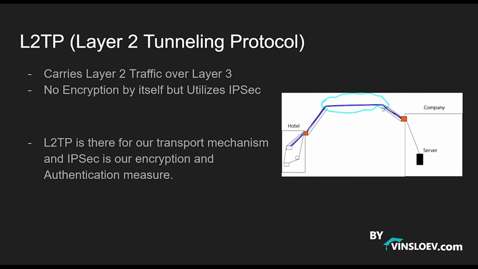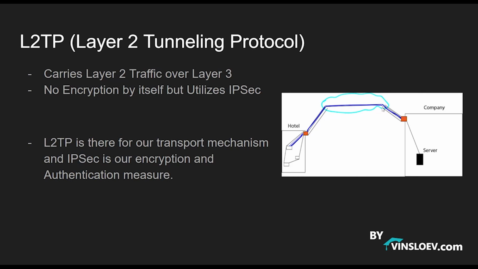So what we use for the VPN is L2TP, which is Layer 2 Tunneling Protocol, and that protocol enables us to carry layer 2 traffic over layer 3. So remember that layer 2 was the layer with MAC addresses, whereas layer 3 was the layer of IP addresses. If you haven't seen the first lectures, or you simply forgot what the different layers were and the comparison between them, then I recommend you go watch the first two lectures of this course.